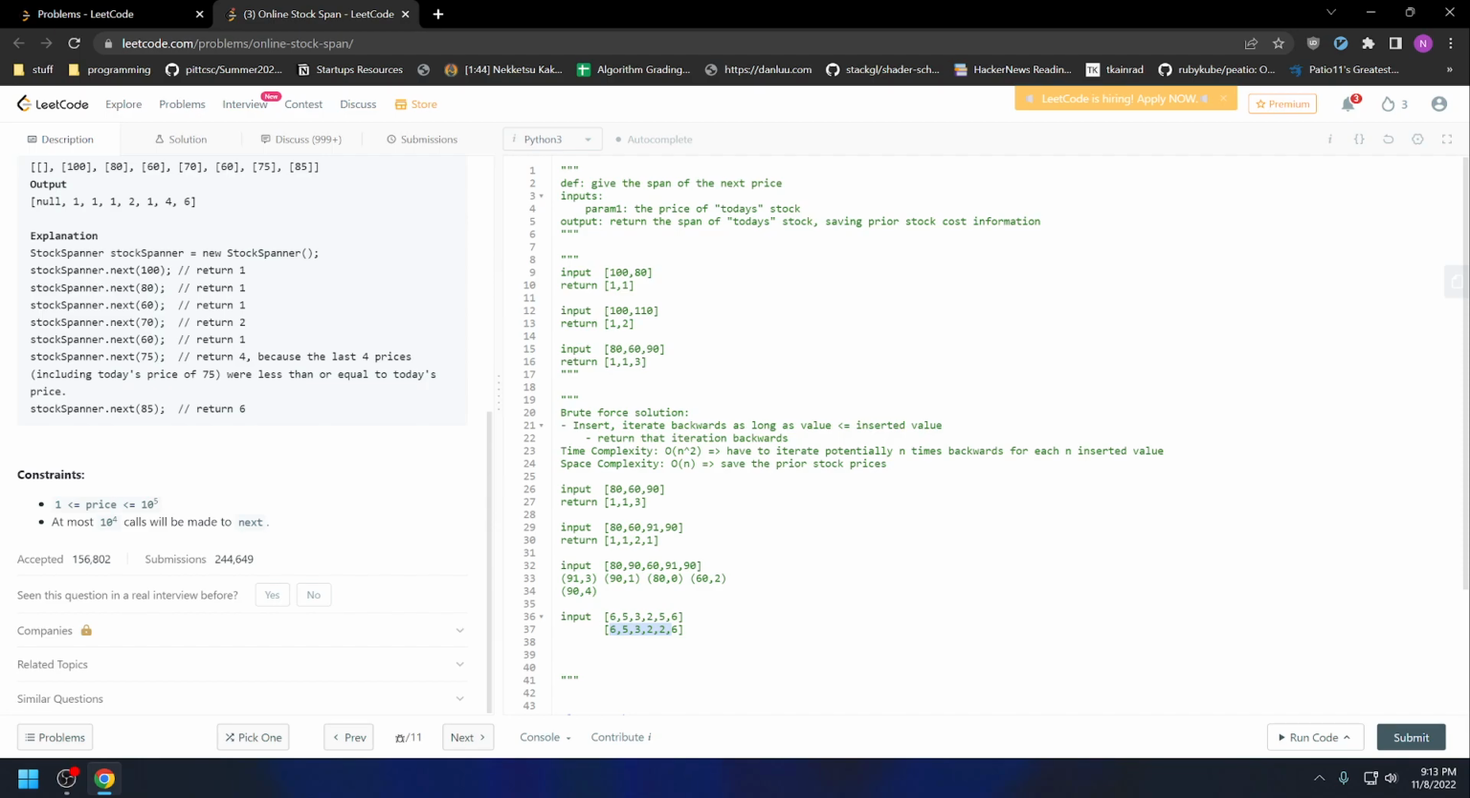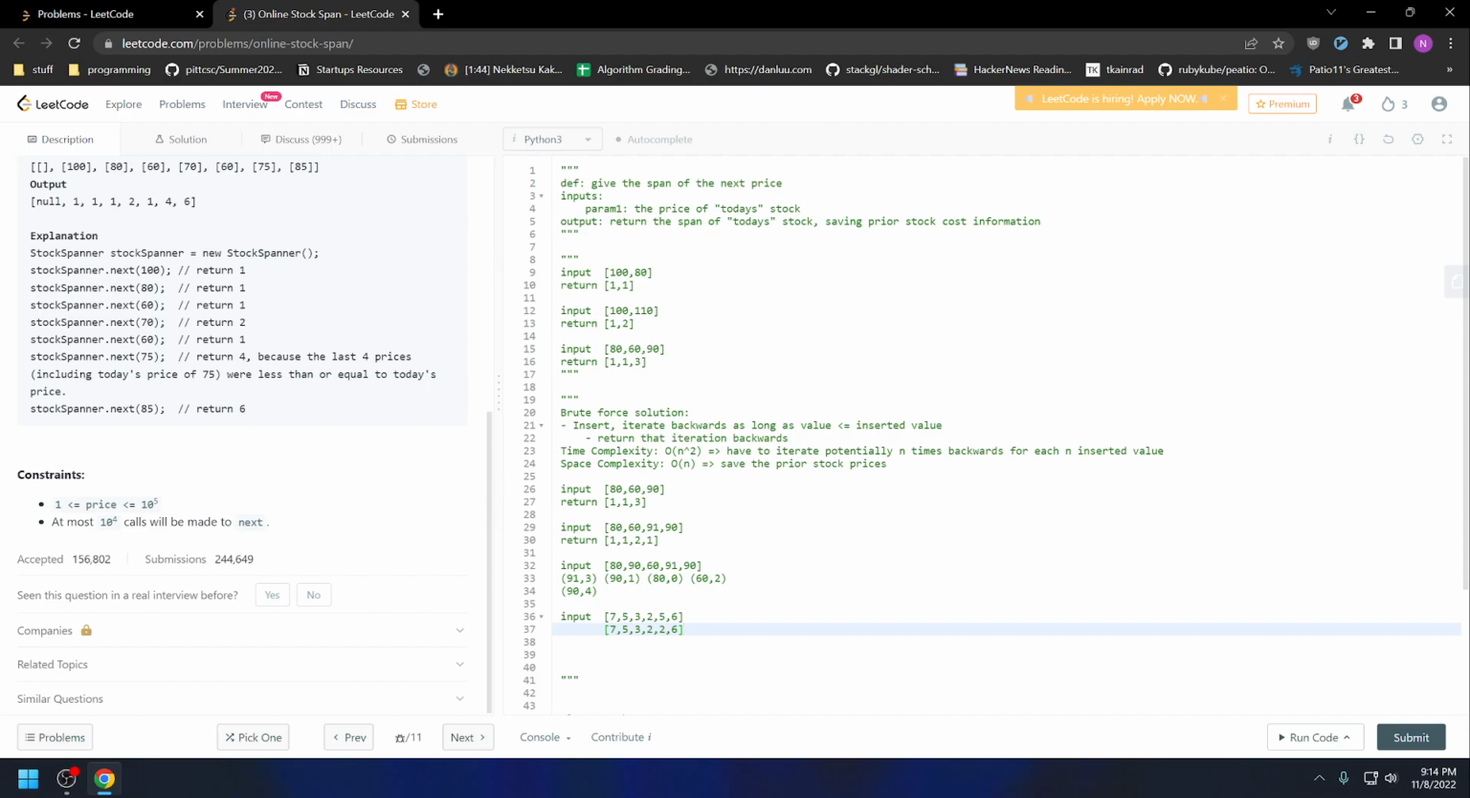What happens if this is 7, right? And I insert a 6. It doesn't really help me. So, every time I insert a new number, I'm going to have to compare all the other numbers.